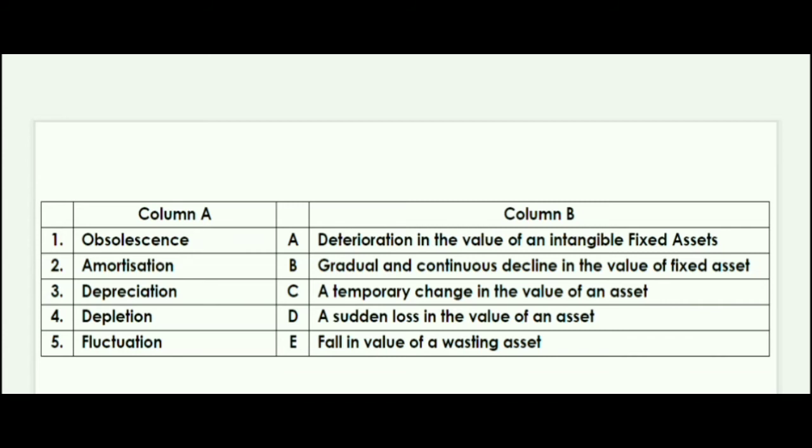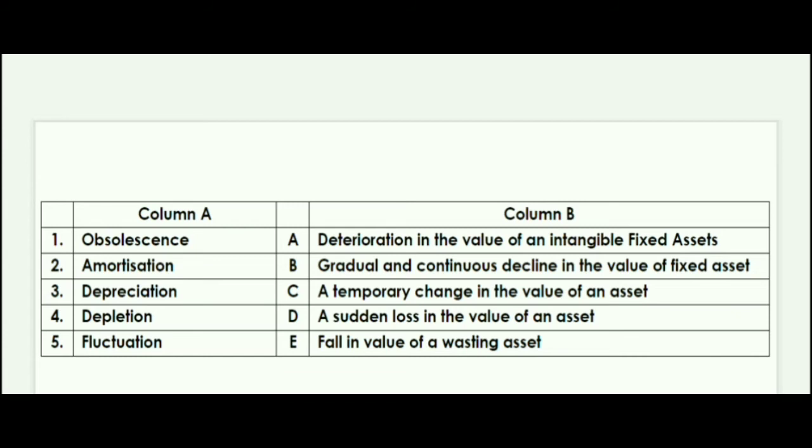Then next is depreciation. As the name says, it may be straight line depreciation, 10%, 5%, whatever the reduced rate, or maybe flexible. So you get an idea what the answer will be. Option B is the correct answer, which is gradual and continuous decline in the value of a fixed asset. The next is depletion. Depletion is nothing but the fall in value of a wasting asset. The next is fluctuation. Fluctuation, as the name suggests, is a temporary change in the value of an asset.